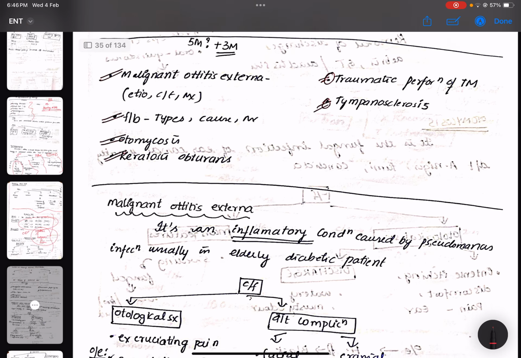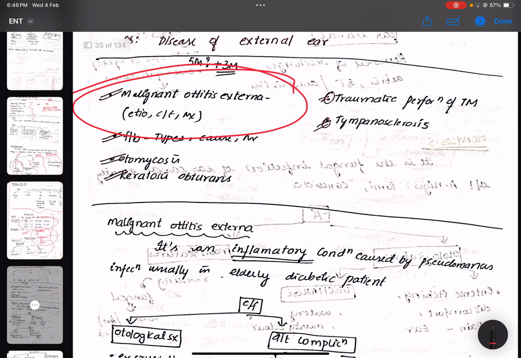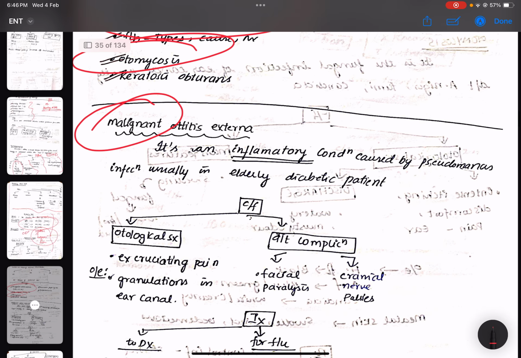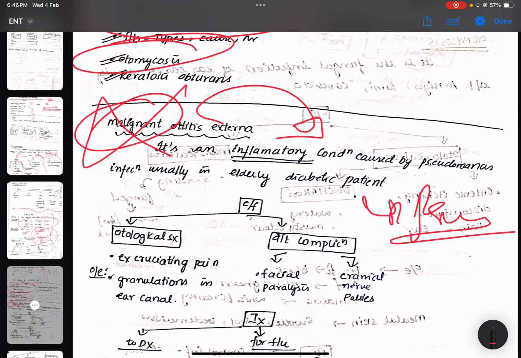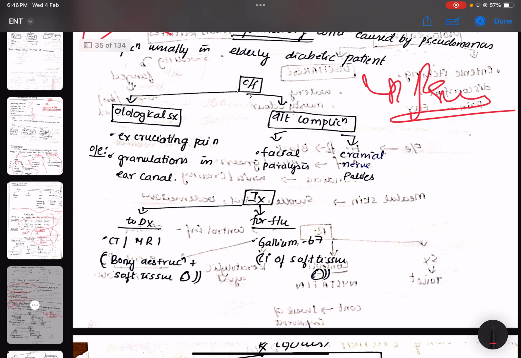Again, coming to diseases of external ear, this is the most important thing. This they might ask. Again, malignant otitis externa. Is it malignant? No, it's an inflammatory condition caused due to Pseudomonas. Okay, so since it's an infection, it follows the same narration.